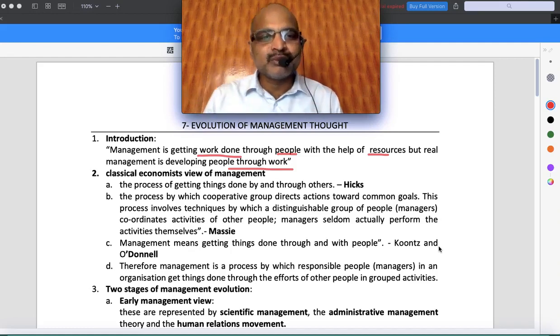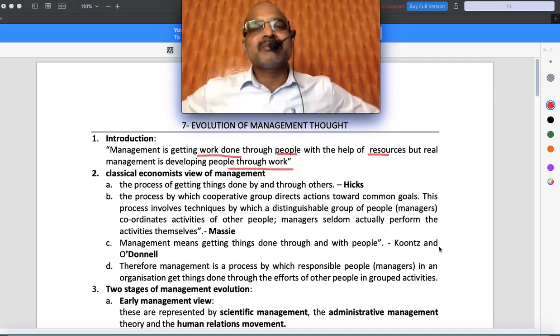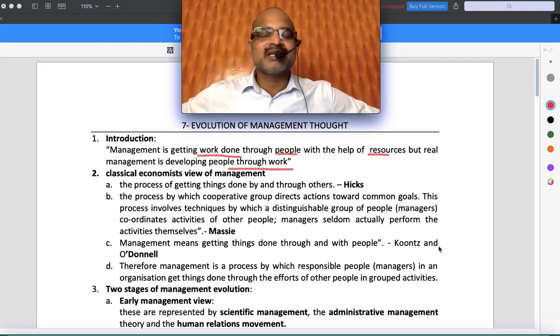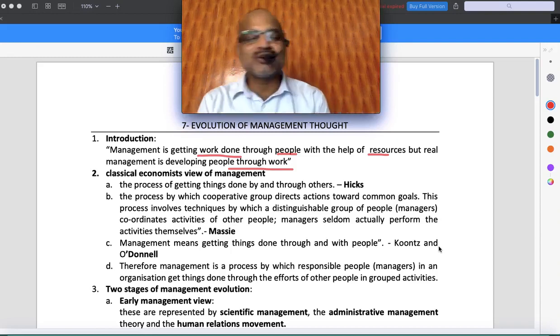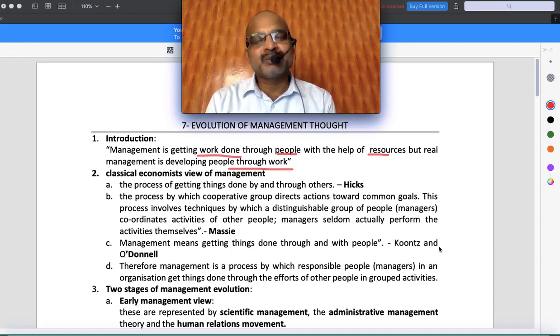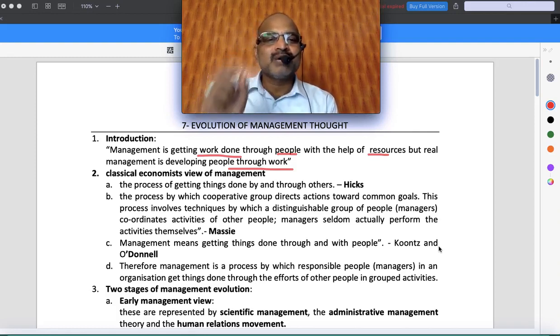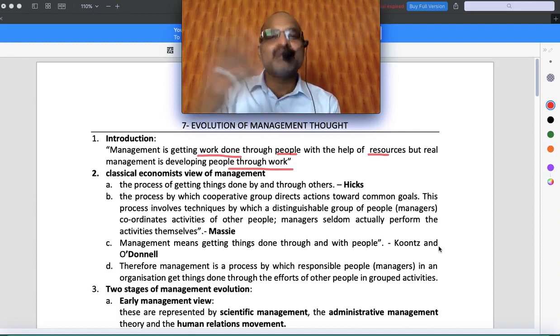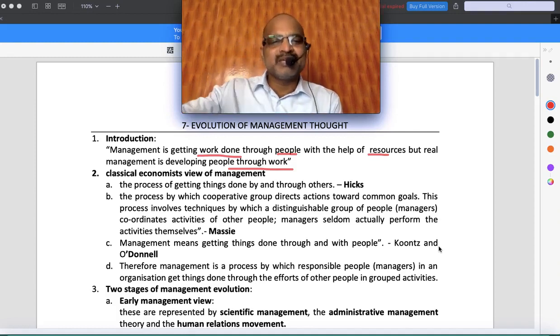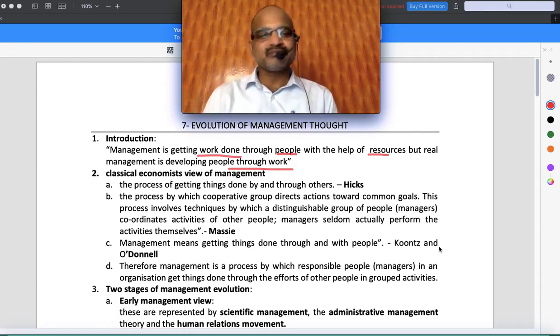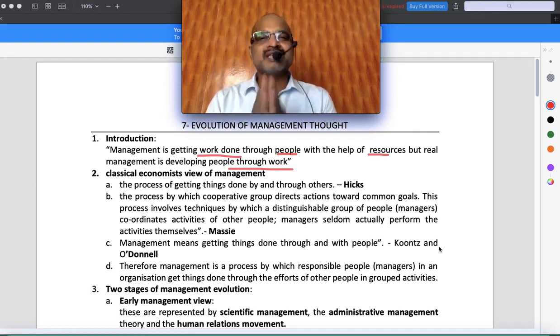Classical economists' view of management. First of all, economists can be of three types: classical, neoclassical, modern. I repeat, economists can be of how many types? Three types: classical, neoclassical, modern. Classical economists, meaning old economists, honestly believe in automatic adjustment in the economy. That and all the economics concepts, I don't want to discuss here. So traditional economists, first economists, old economists. Okay, what will these classical economists say?